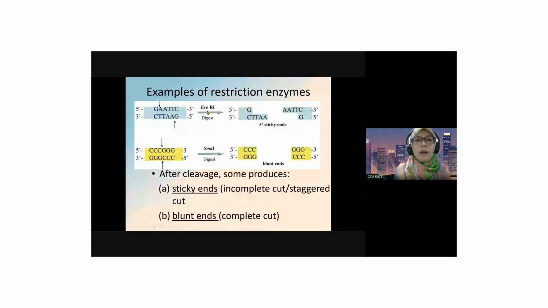Normally for cloning, we use the sticky ends. Normally the famous restriction enzyme that has been used for cloning or genetic engineering methods is EcoR1, right? So after cleavage, after digestion, some produce sticky ends like this, which is an incomplete, staggered cut, and some produce blunt ends, which is a complete cut like this.